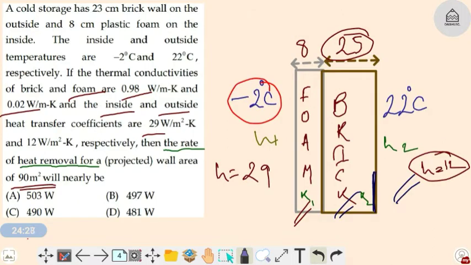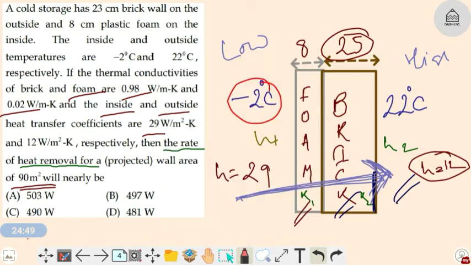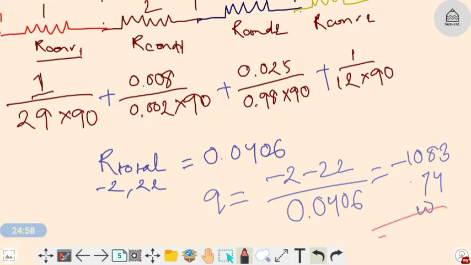So why is this in minus? Because we have assumed the direction of heat transfer is from here to here, but actually this is at low temperature and this is at high temperature. In actual practice, heat will transfer from high temperature to low temperature. So this is the answer.